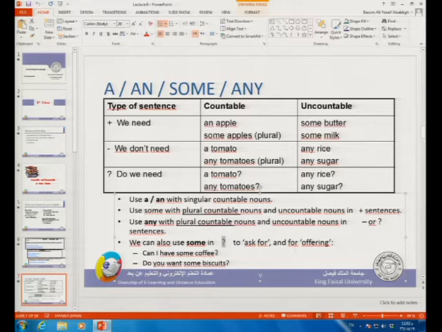It's in the form of a question, but actually it's a request, right? Can I have some coffee? Here we don't say any. Can I have any coffee? No. Can I have some coffee? Because this is a request. Although it's in the form of a question, it's a request.